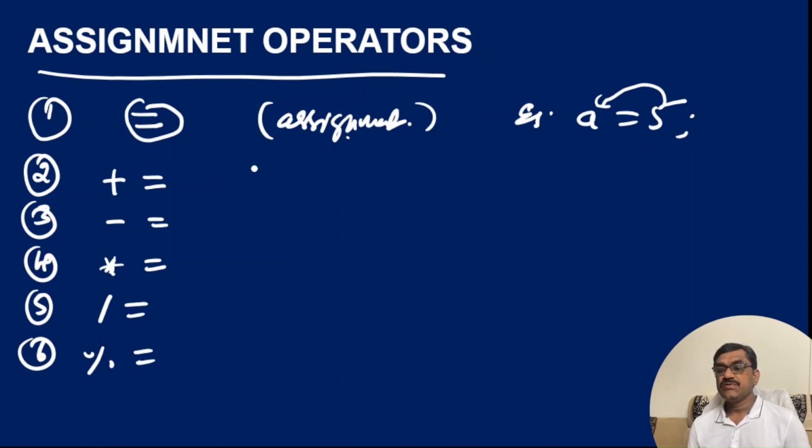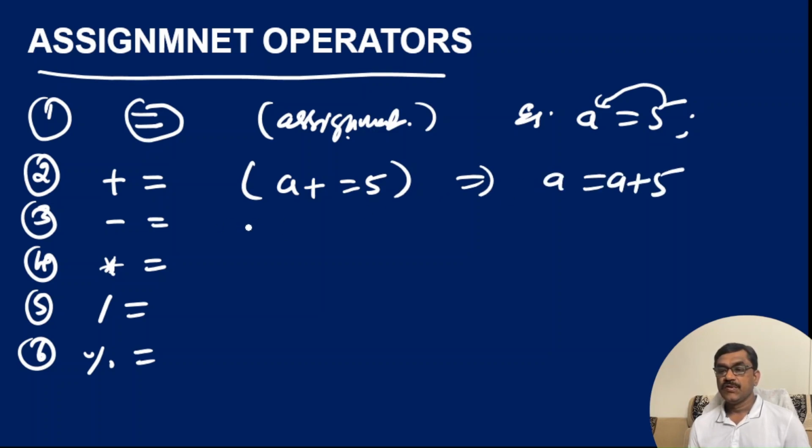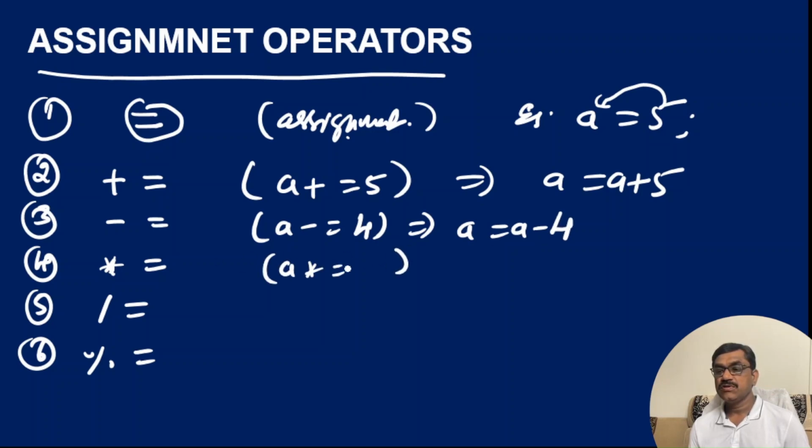So plus equals to, for example, I am writing like this: a plus equals to 5. The meaning of this is a equals to a plus 5. Similarly, a minus equals to 4 implies a equals to a minus 4. Star equals to means a star equals to 2, then the meaning is a equals to a into 2.